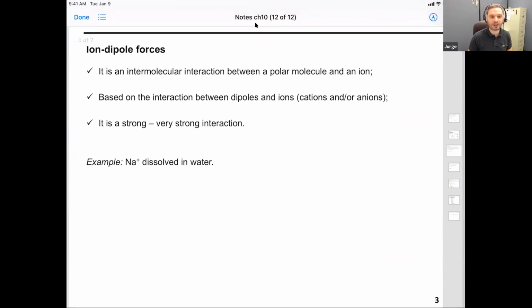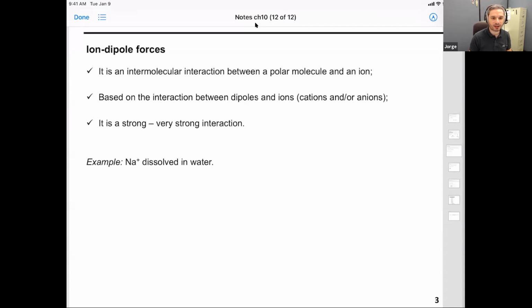And the third one is called ion-dipole forces. It is an intermolecular interaction between a polar molecule and an ion. It's based on the interaction between dipoles and ions.